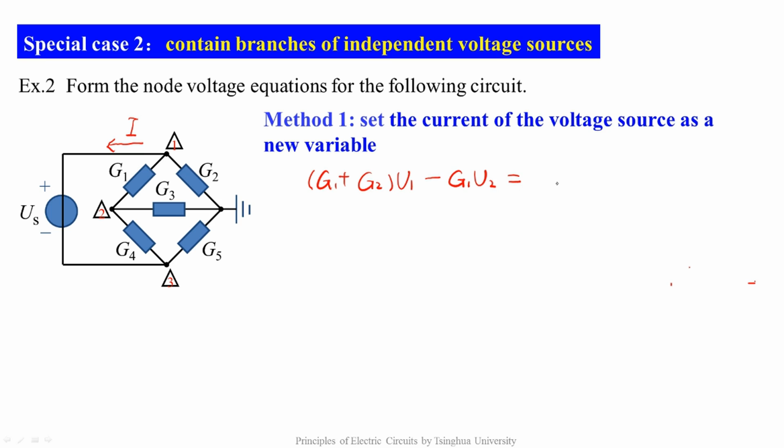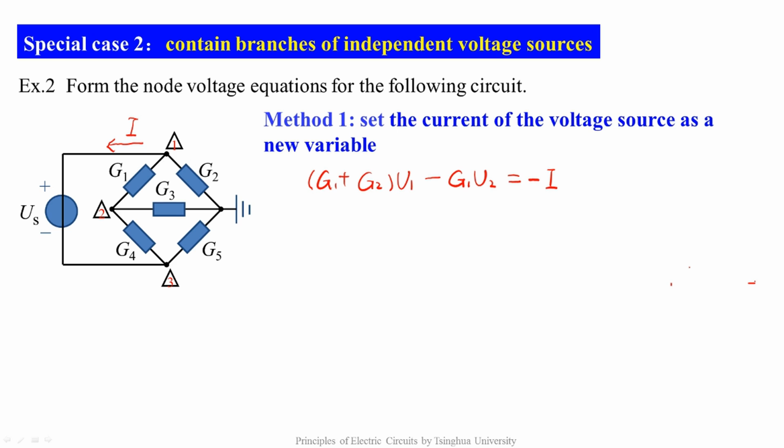On the right side, it should be the sum of all the current sources flowing into the node. In this circuit, there's no current source directly flowing into node 1, but if you write 0 here, you are wrong. All these items on the left side only involve branches G1 and G2, but not the current through the branch US. If you write 0 in this KCL equation, that is certainly wrong. We might regard I as the source current flowing out of the node, so it should be minus I on the right side.